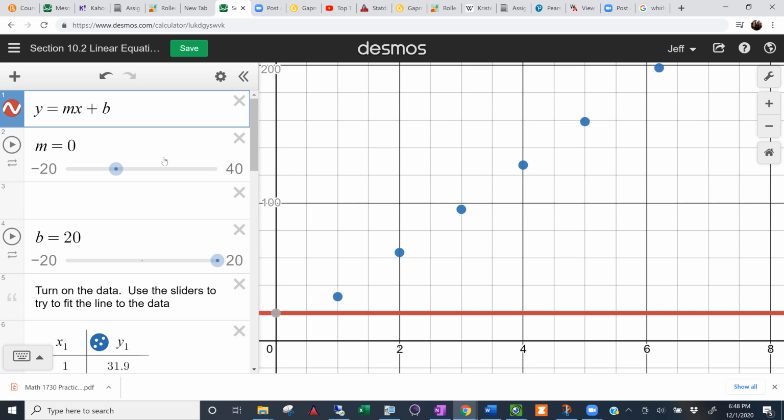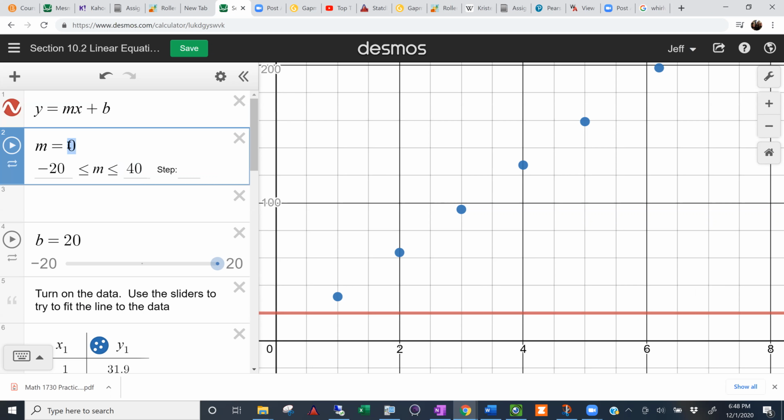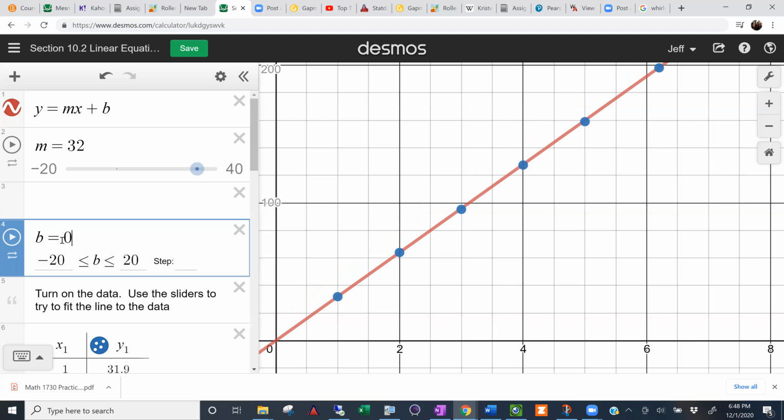It's only when the slope is different than 0 that you actually get good predictive values. So for instance, if I let that be 32 and then change my y-intercept maybe to 0, I get a pretty good fit of my data. But that's only going to happen when you have a non-zero slope. That's the only time you can use the equation to make predictions.